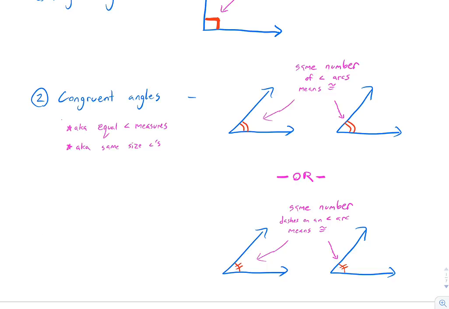However, in other geometry textbooks, they may use a single arc with a number of dashes. So here's an arc with 2 dashes, and that would match with the arc with 2 dashes. So either one of those symbols means that those are the same angles, or those angles are congruent.